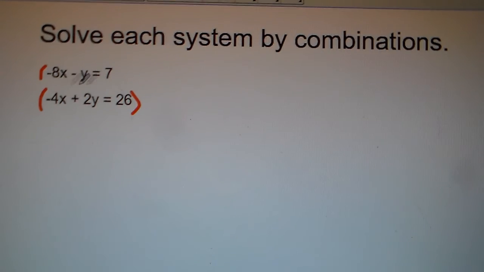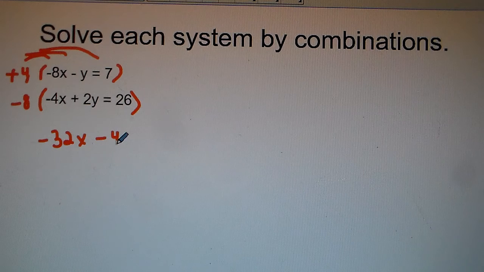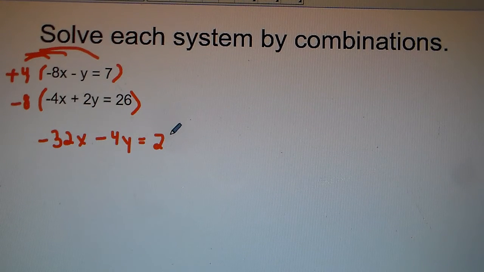Put parentheses around them. We write our opposite numbers, so we put negative 4 here and negative 8 here. And since we have 4 negatives, I just need to make one of them a positive, so I'm going to make that top one a positive 4. We then distribute. 4 times negative 8 gets you negative 32x. 4 times negative y gets you negative 4y. 4 times 7 gets you 28.